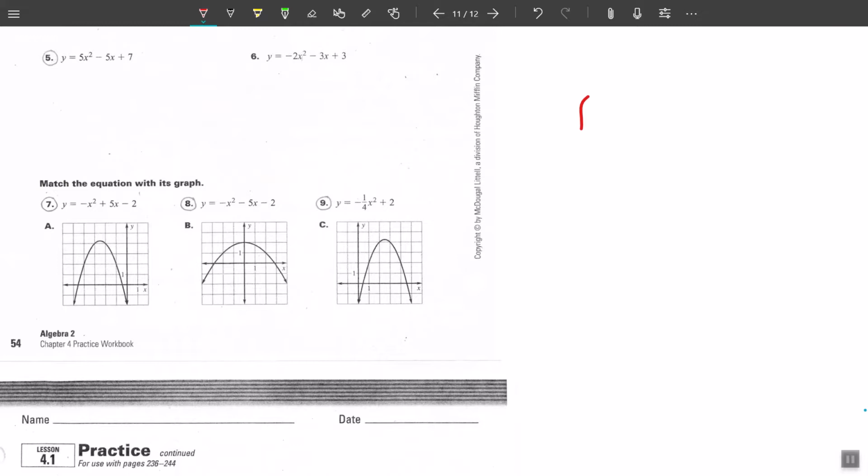So moving down here to number 5, we're going to look at our a value, that first coefficient on the x squared, and we can see it's positive, so that lets us know that this graph is going to open upward.